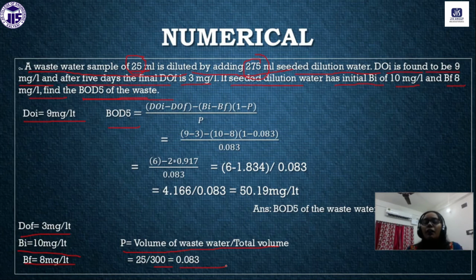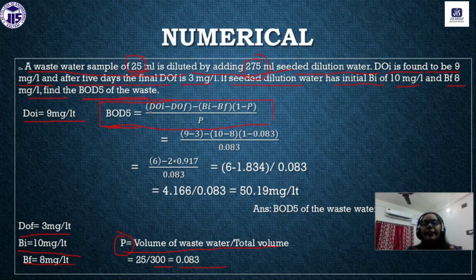0.083. Now look, for the p value we don't have any type of unit, because this is a ratio of two volumes. 25 ml divided by 300 ml, that means ml will be nullified, and that is why for the p value we don't get any type of unit here. Okay, so now you can understand that for BOD5, the expression of this modified BOD test, obviously we should use for solving this numerical, understand?